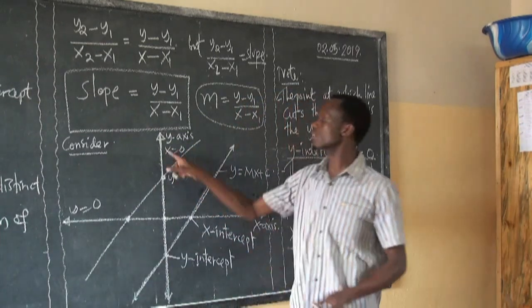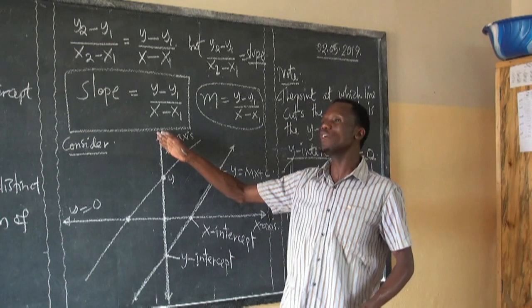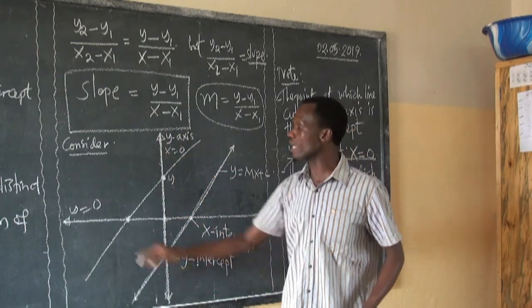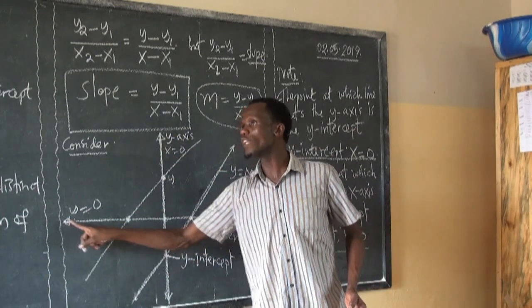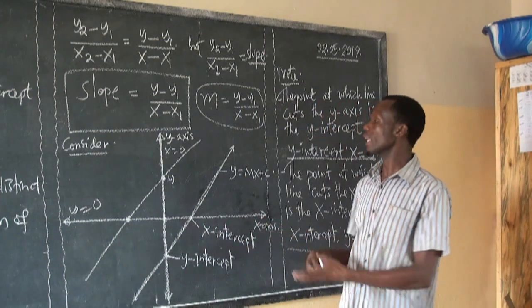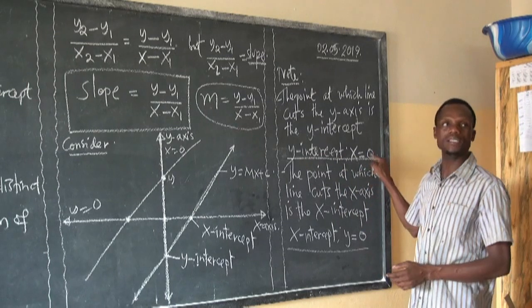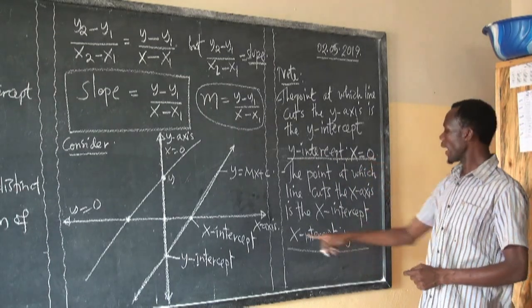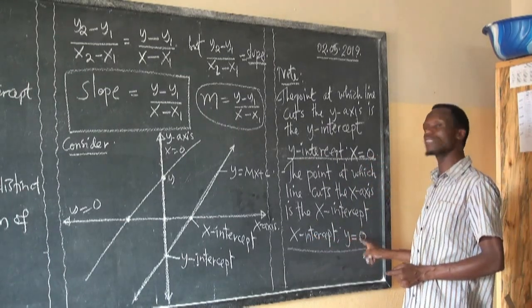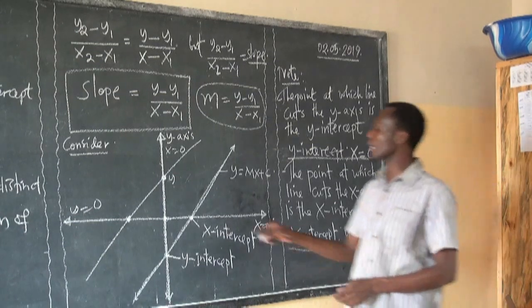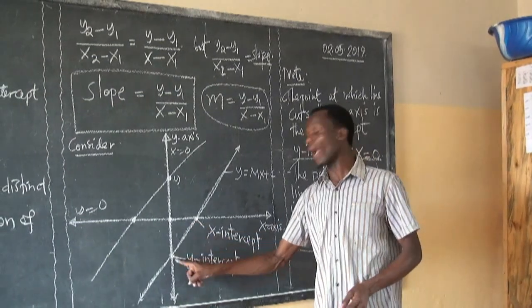Now, when I say x is equal to 0, I am moving along the y-axis. But when I say y is equal to 0, I am moving along the x-axis. So the definite point that you have to understand here: the y-intercept is obtained when x is equal to 0, and the x-intercept is obtained when y is equal to 0. And that's the definition of x-intercept and y-intercept.